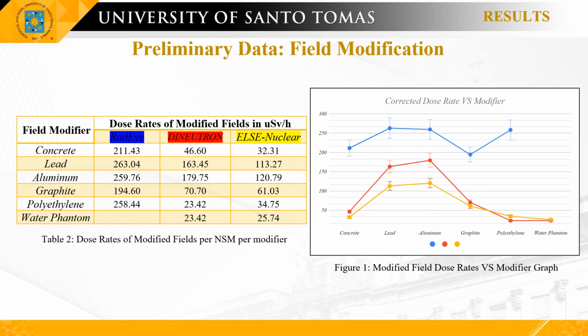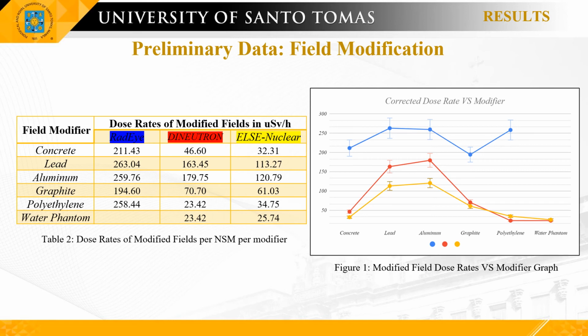Table 2 shows the summary of the dose rates of modified fields in microsievert per hour per survey meter. Figure 1 shows the unified graph of dose rates in microsieverts per hour per modifier per survey meter. Relatively, those measured using Rad-Eye have the highest doses and those with LC Nuclear have the smallest doses.